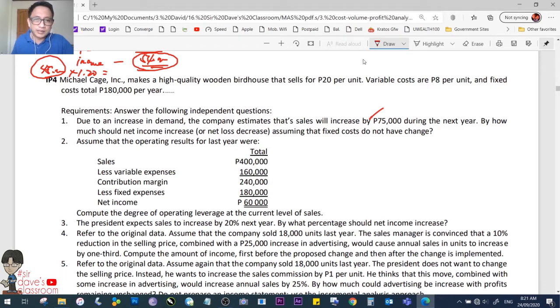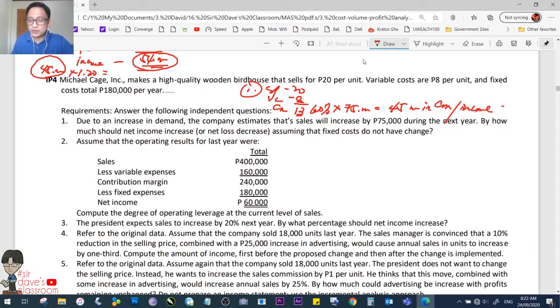So for number 1, let's just write it here. Our selling price is 20 pesos. Our variable cost is at 8. Contribution margin is therefore 12 pesos per unit, and it is 60%. A 75,000 increase in sales will provide you 60% of it as contribution margin. How much is that? 45,000 increase in contribution margin, and at the same time, it is also an increase in income.